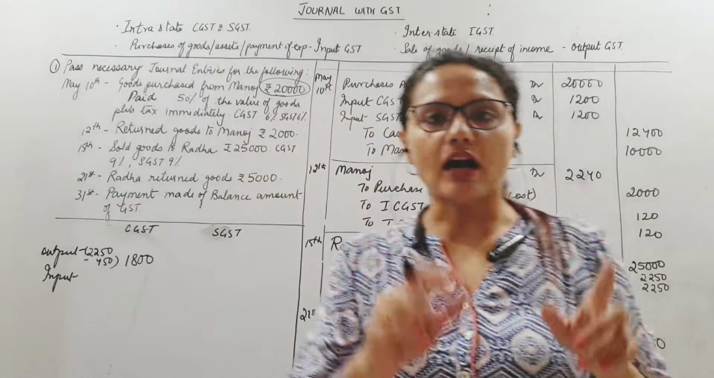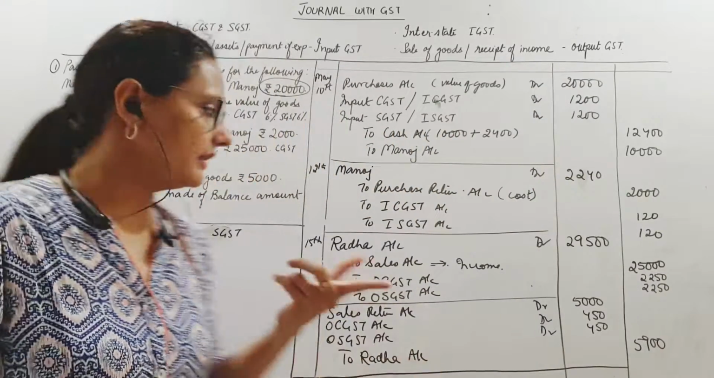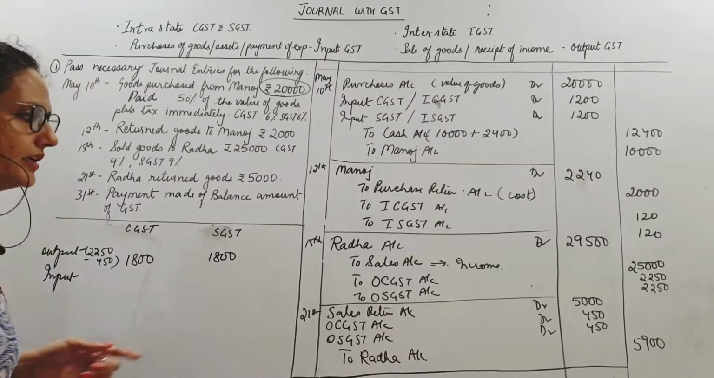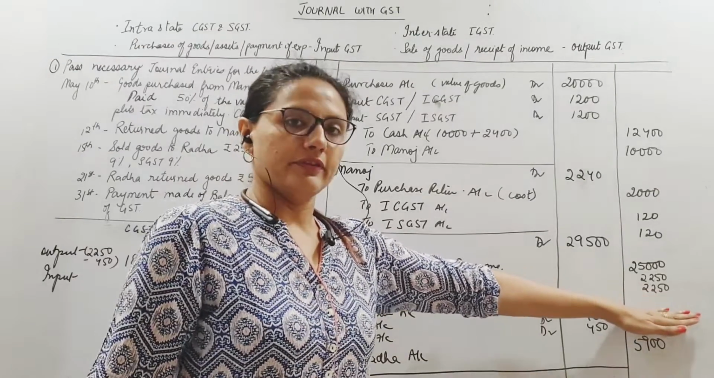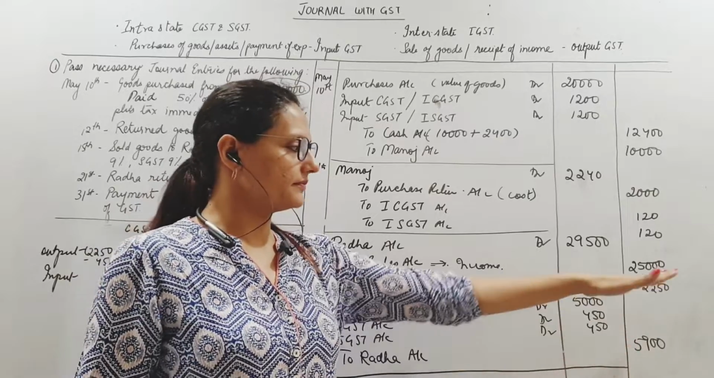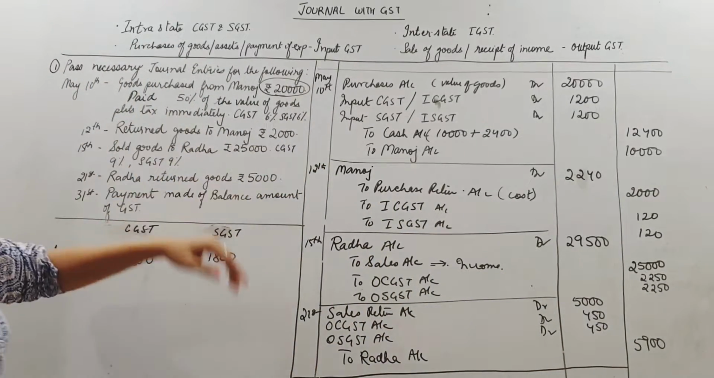1800 is the output CGST I need to pay to the government. Correct? Therefore, output SGST bhi wahi hoga because they have to be same. 2250 collected minus return ke time mein debited. Difference. Net amount. What about input?